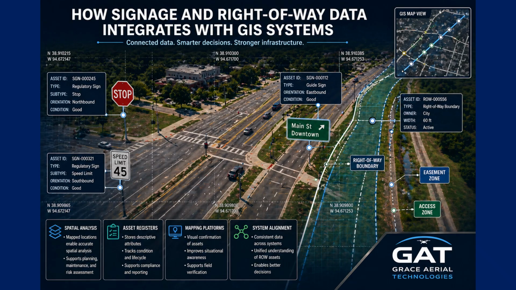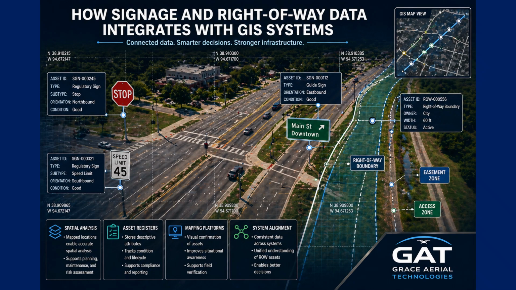And after this information is collected, you have to think about where this data lives, how signage and right-of-way data integrates within the GIS system. Signage and right-of-way data is primarily managed through GIS platforms. Mapped locations support spatial analysis and maintenance planning.